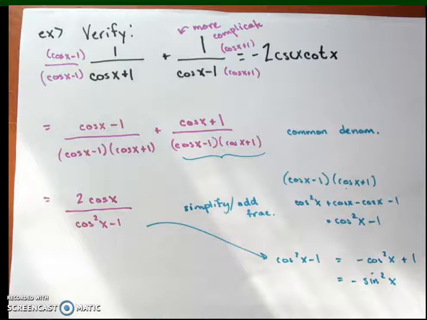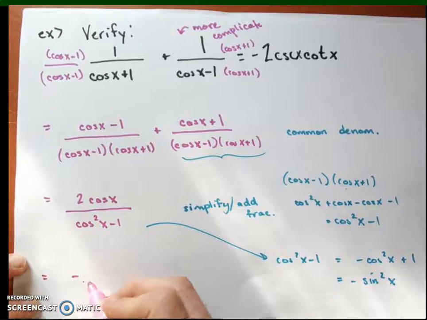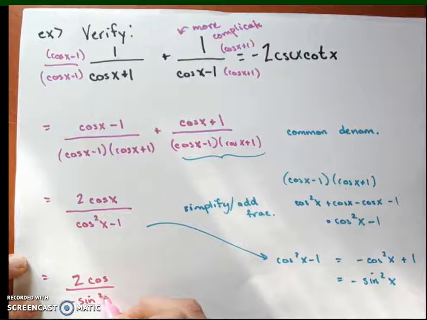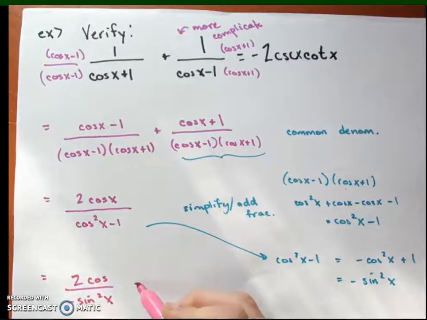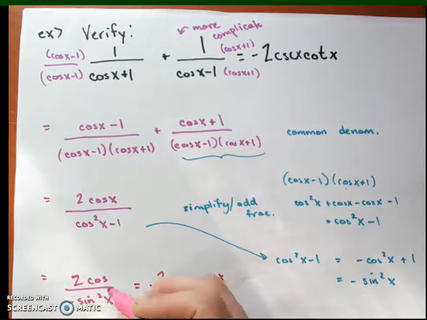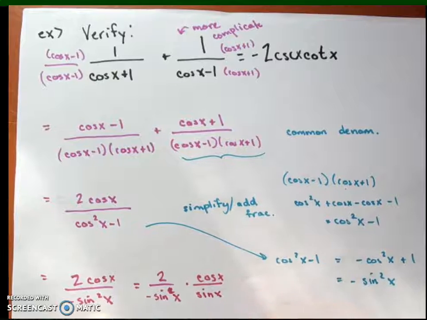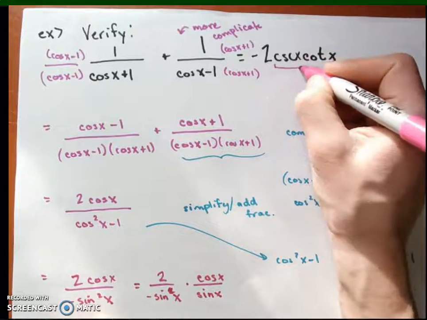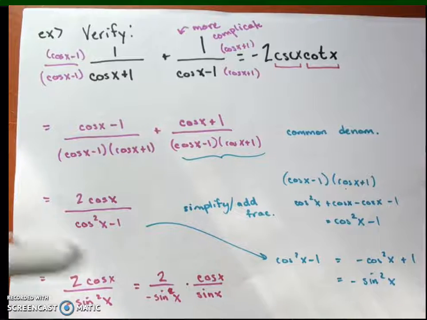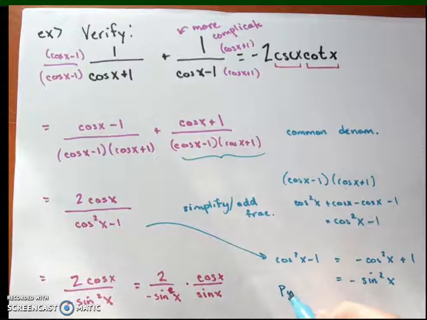Yes, okay. So I get here minus, or let's say 2 cos x over minus sine squared x, which I could write as 2 over minus sine x, times cos x over sine x. The only reason I did this is because I know I'm supposed to have two different trig functions at the end. So this step was by Pythagorean identity.